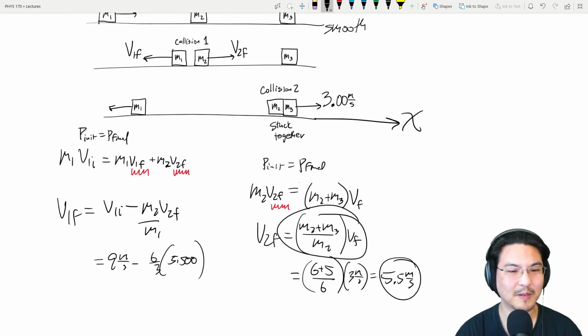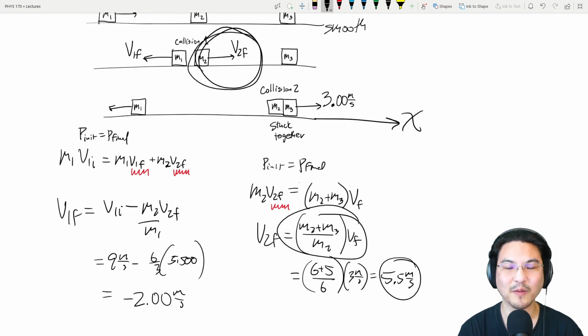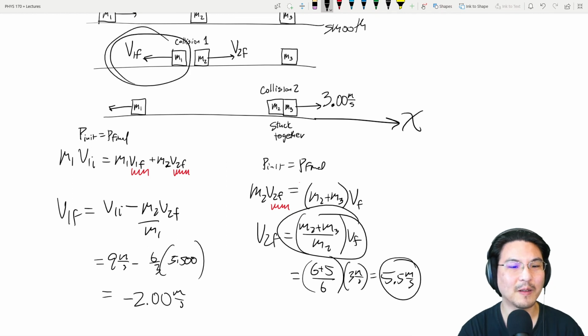Okay, so that's 9 minus 11, so -2. So this ended up being negative. That means block 2 over here is going 5.5 meters per second toward the right, and block 1 is going 2 meters per second to the left.